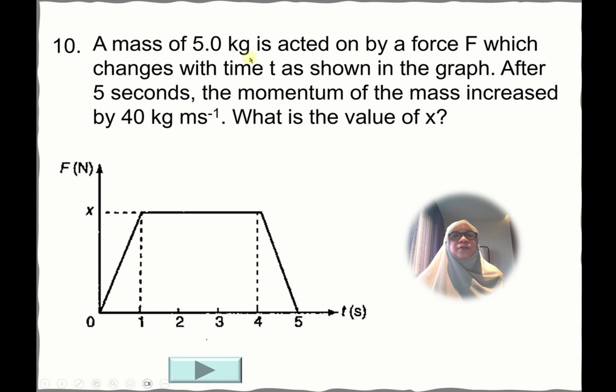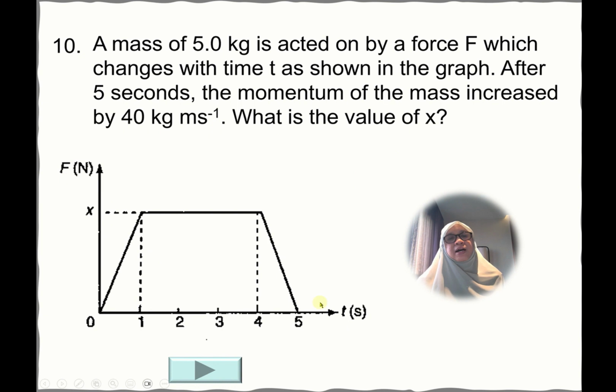A mass of 5 kg is acted on by a force F which changes with time t as shown in the graph. After 5 seconds, the momentum of the mass increased by 40 kg meter per second. So what is the value of x? We are going to find this value of x. So this is the F-t graph.